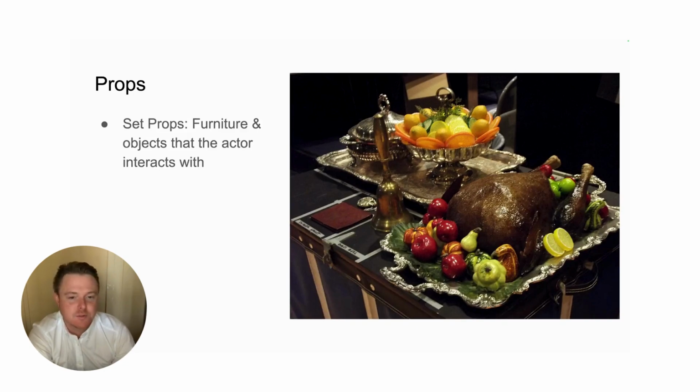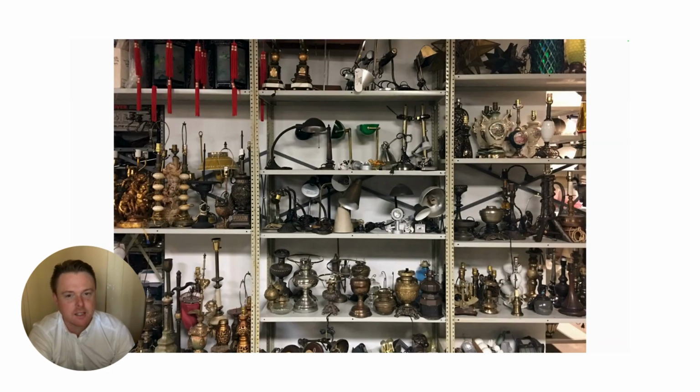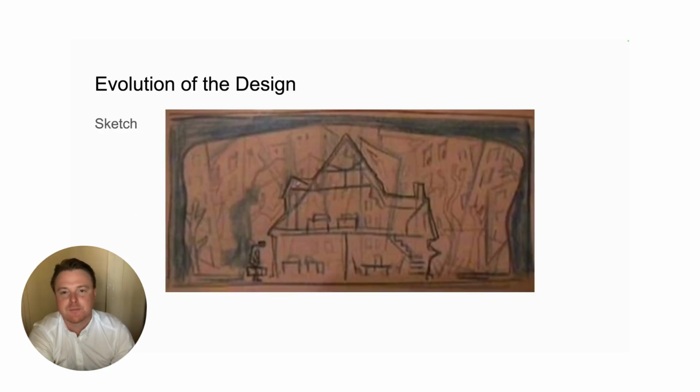And we have set pieces, props. You know what that is. Set props, especially, are furniture and any object that the actor interacts with. You can see all the myriad of set props here. There's so many different things on this set. Here are many right here as well, a lot of lamps. Hand props are anything held by the actor, and personal props are worn by the actor. So there's three different types of props there: furniture, hand, and personal props.